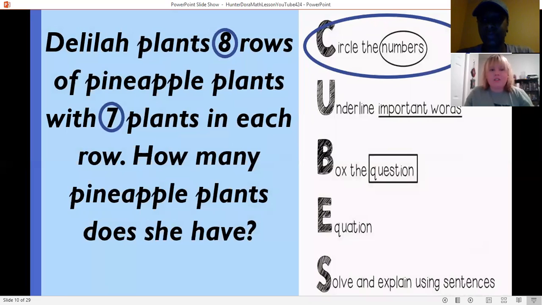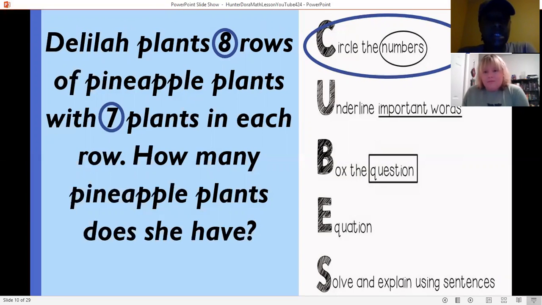All right, we have our first example problem here. I will read it and help get us started. Delilah plants 8 rows of pineapple plants with 7 plants in each row. How many pineapple plants does she have? All right, Miss Dora, do you want to explain our first step of cubes for this problem?